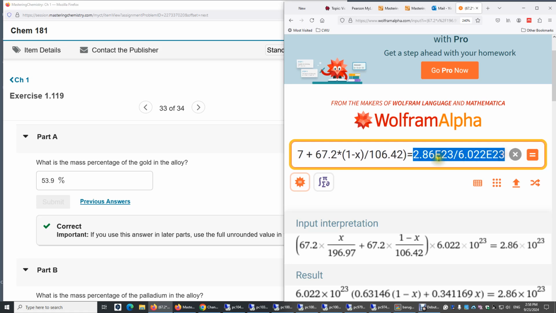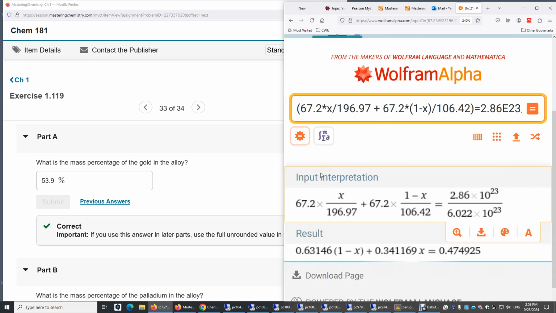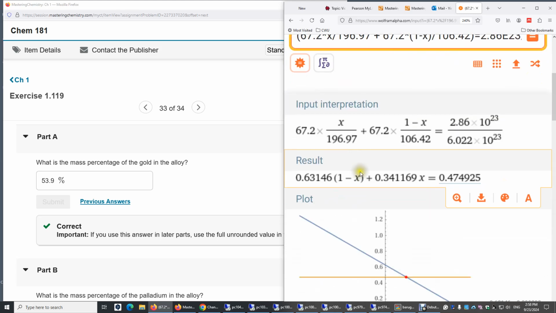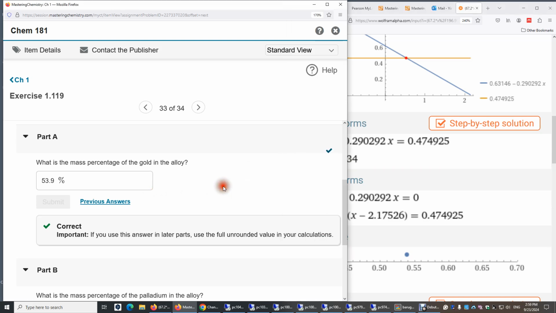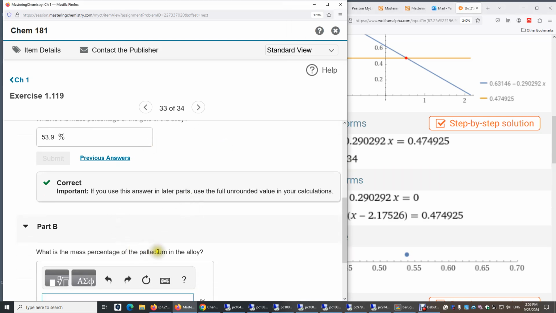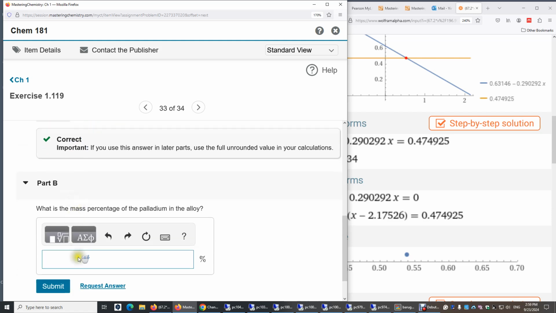Alright, so it's this much. I think this is a bit less than 0.5. It's more than 0.4. Alright, so you can solve this linear equation by hand, or with a calculator. So again, you can just click the equal sign if you have access to the internet. You will get the same 53.9. What's the mass percentage of palladium? Well, it's going to be 1 minus this. That would be 46.1.